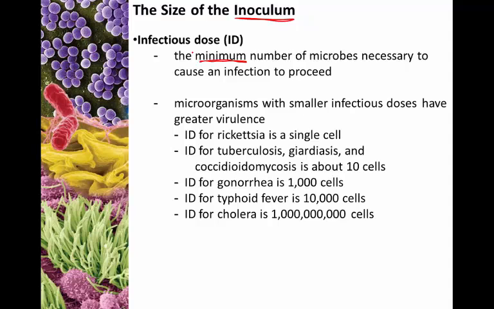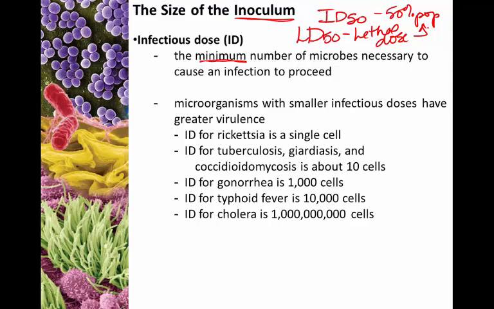Lots of times you'll see this termed an infectious dose 50 or ID 50. What this means is that it's the infectious dose for 50% of the population. It's also not unheard of to hear LD 50 thrown around. This is a lethal dose, again for 50% of the population. And by lethal, we of course mean that this dose will kill.